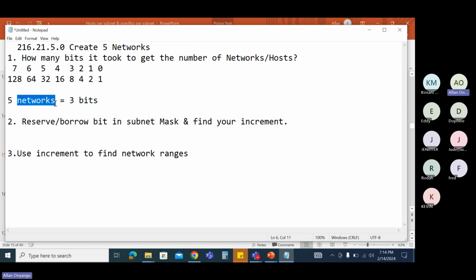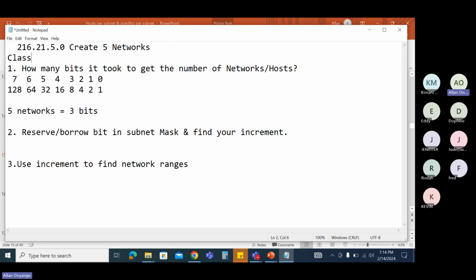We are given an IP of 216.21.5.0, isn't it? But we are told it is class what? Class C, guys. Class C. So class C is which subnet mask? 255.255.255.0, which is slash what? 24. Very good. Slash 24. So you're just given a class and you're supposed to know the subnet mask of that class. So we have written that the subnet mask is 255.255.255.0.